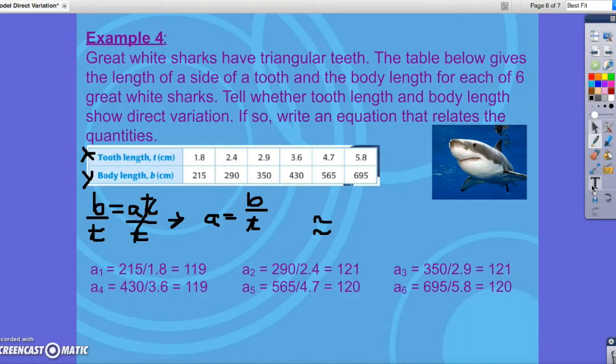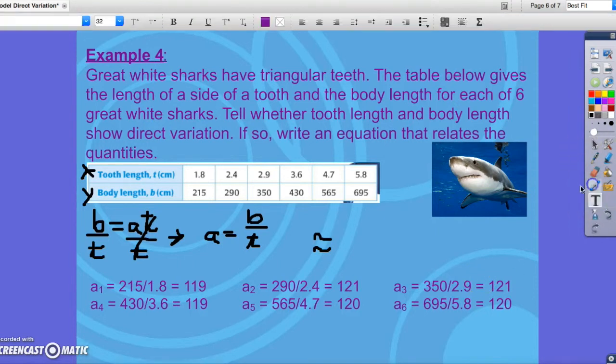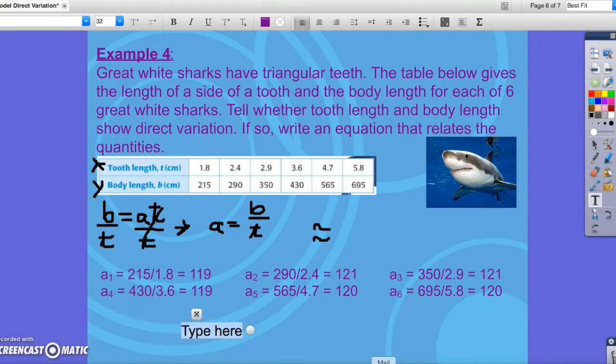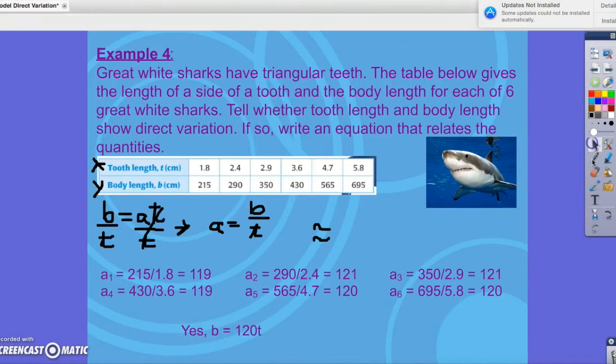But here's the thing, it's real life data. Real life information doesn't always fit that. So as you see, it goes 119, 120, 121. They are all very close still. So if I did an average of it, what's my number in the middle? My average would be 120, if I added them all up and divided, right? Because I have two 119s, two 120s, two 121s. So my A is actually going to be 120. So this one is yes. My equation would be B equals 120T. And that's my answer.